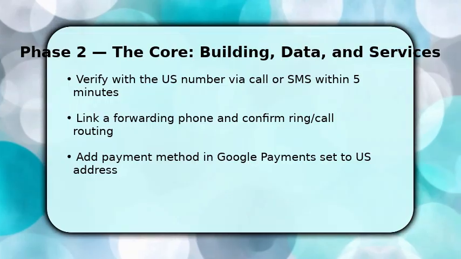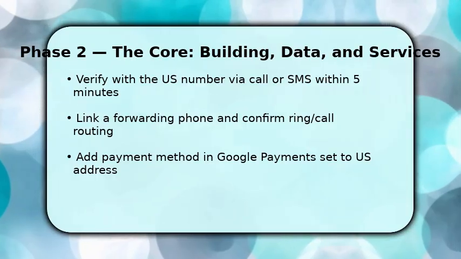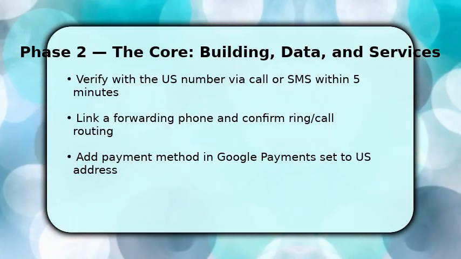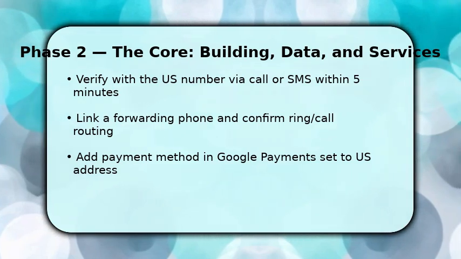Then, update Google Payments to a US billing address and attach your US payment method, because billing location affects number assignment. Make sure to test outgoing calls and SMS from the Google Voice interface while the VPN remains connected.